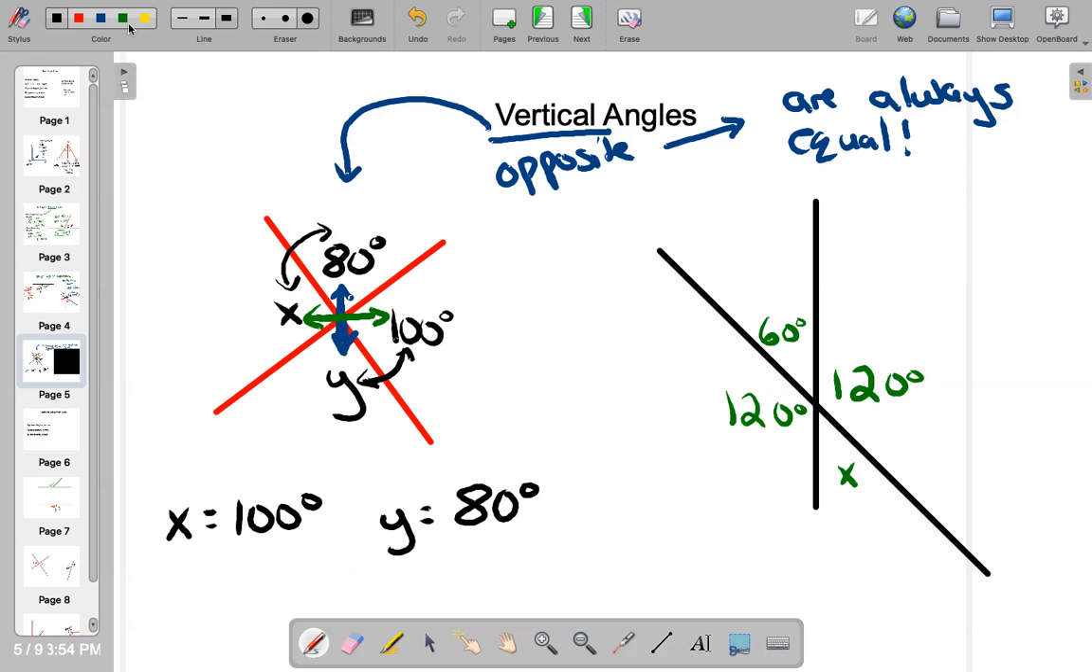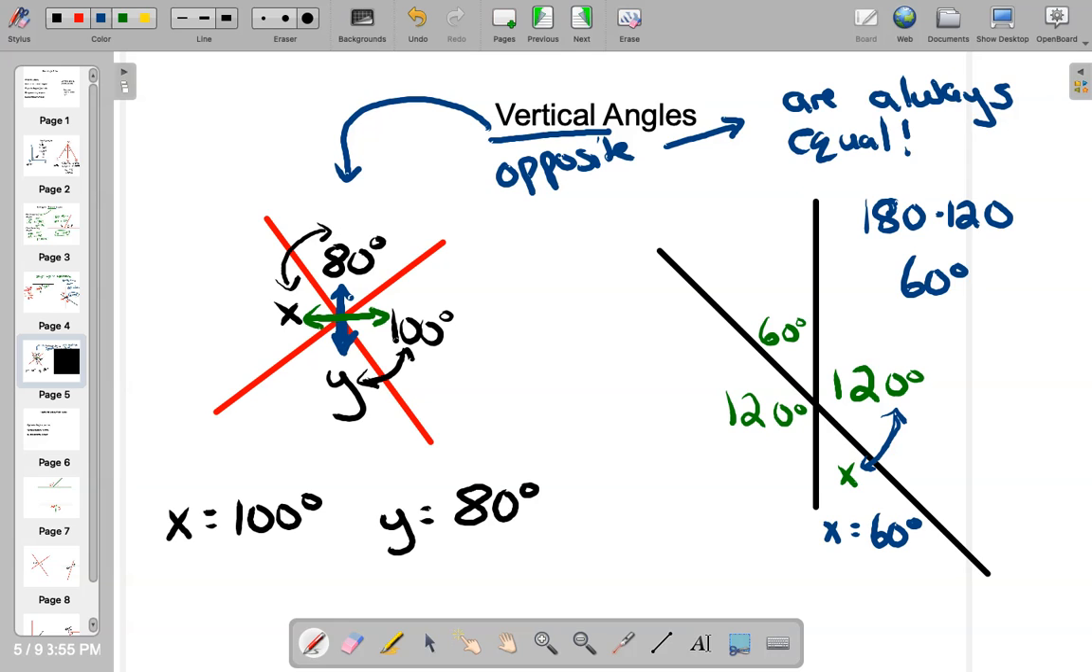So I found two different ways to answer this question. The first one is I know that these two angles have to be supplementary because they are a straight angle. They create a line here. So if I did 180 minus 120, I get 60 degrees. So my x would be equal to 60 degrees here.